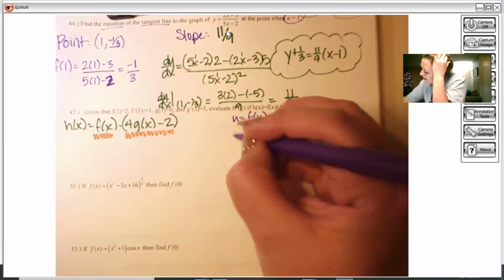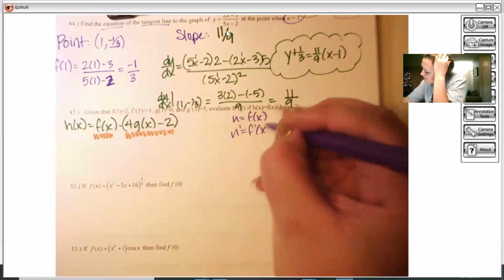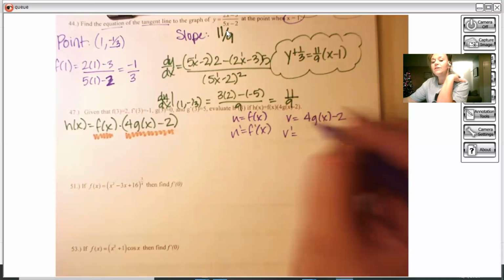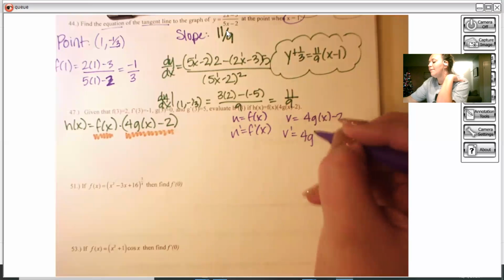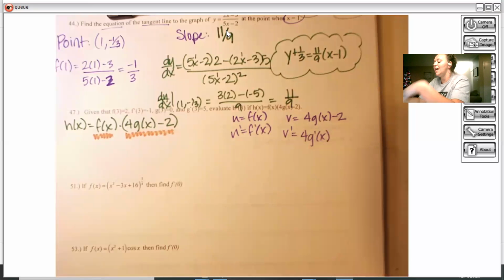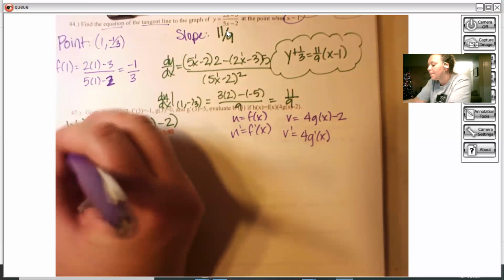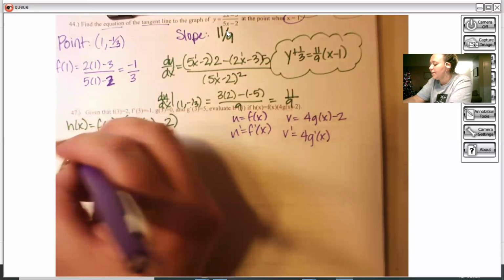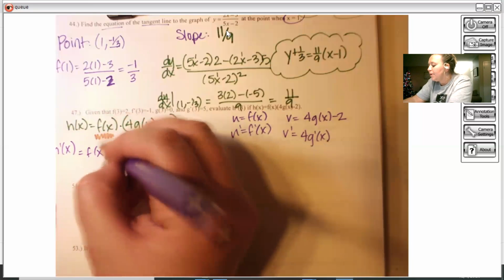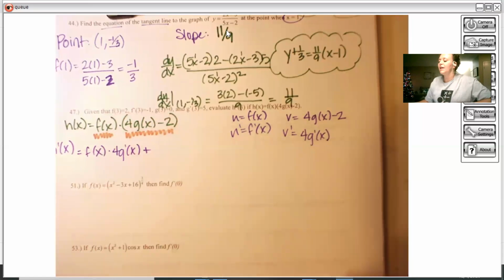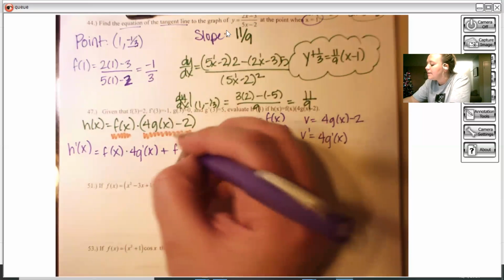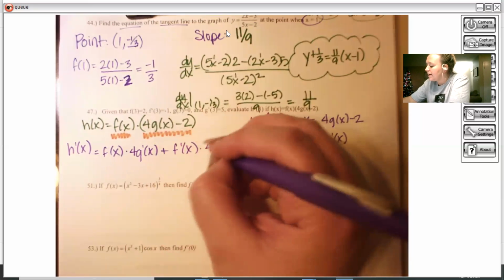So if my u is f of x, my u prime is going to be f prime of x. Okay, because I'm just taking the derivative there. And then if this is 4g of x minus 2, derivative, that would be 4g prime of x. 2 is a constant, derivative of a constant is 0. So that means that my h prime of x is going to equal this diagonal plus that diagonal. So it's going to be f of x times 4g prime of x plus, product rule is plus in the middle. And then your other diagonal is f prime of x times 4g of x minus 2.